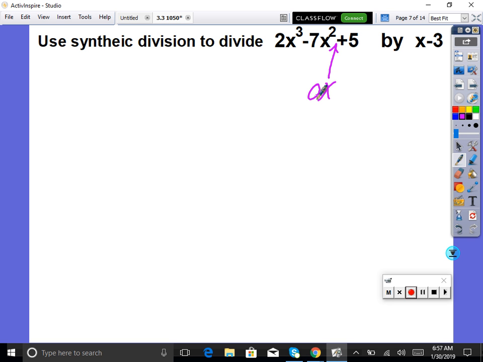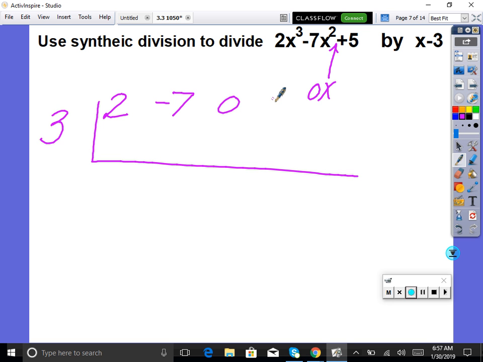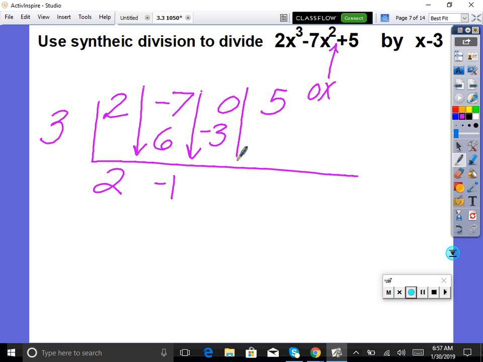So we use our 0, which is 3, isn't it? And we put in our little house, and we put in our coefficients. So the highest degree was 3, so our 2, then our -7, then 0, then 5. There's our coefficients. And then we add straight down, multiply up. So I add straight down, 2 plus nothing is 2, multiply up, 6. Add straight down, -1, multiply up, -3. Add straight down, multiply up, add straight down.